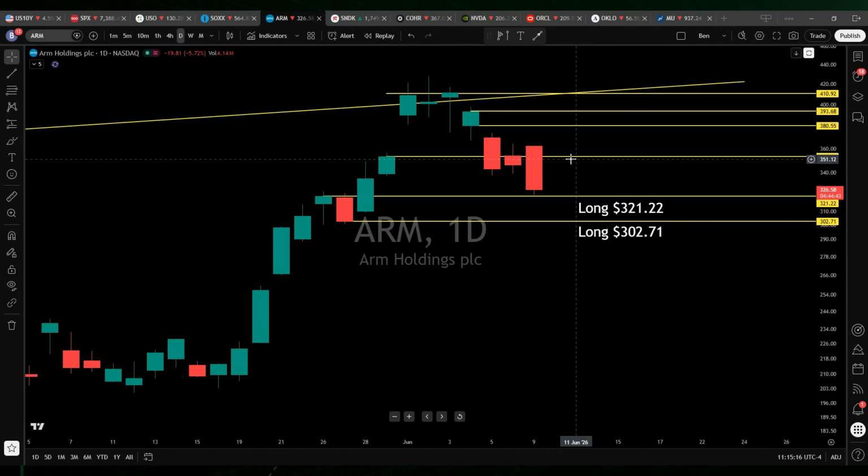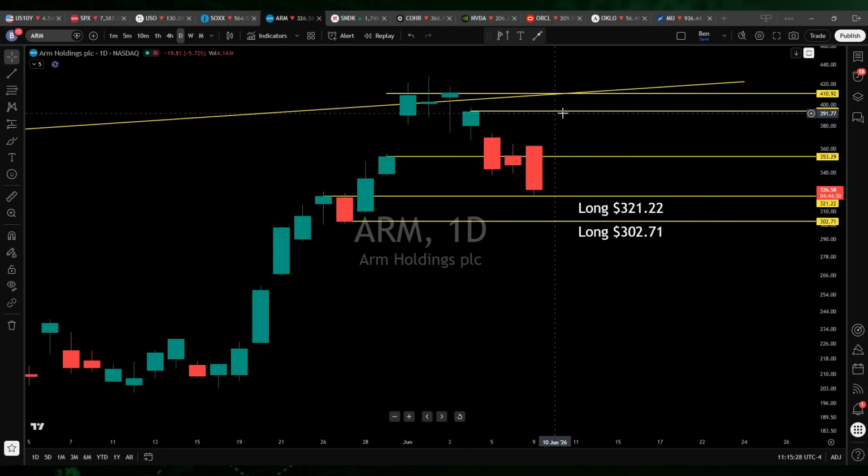I know I've got a ton of different lines on the charts. You've got to always identify where the next level of resistance is. So if we do start pushing back up, if we get to $353.29, that is an area that I'm looking at for a potential short opportunity today.